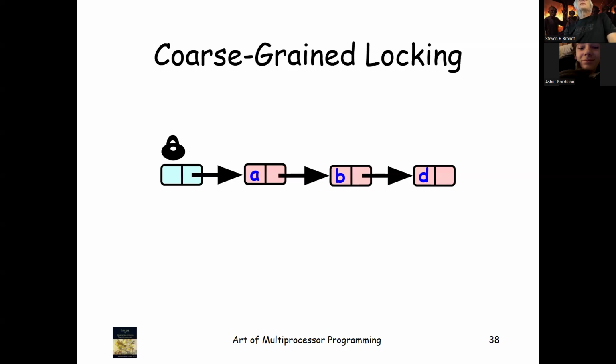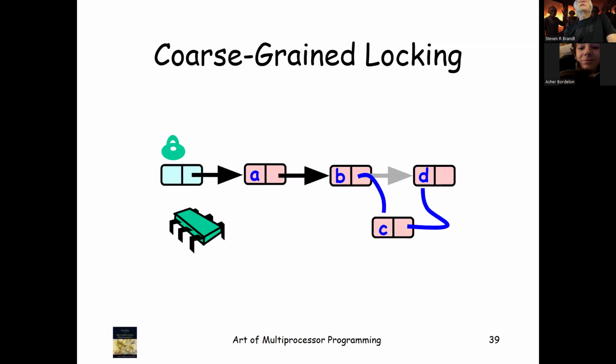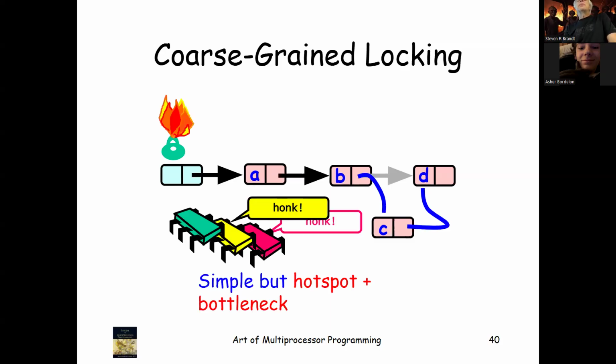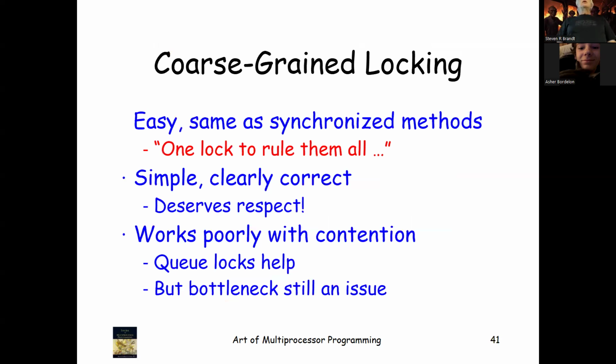All right, so for coarse-grained locking, we get one lock, and then we do everything. And it's simple, but all the other processors stand behind in line sequentially. It's the same as having synchronized methods. One lock to rule them all, if you want a Lord of the Rings reference. It's simple, it's clearly correct, and that much deserves respect.